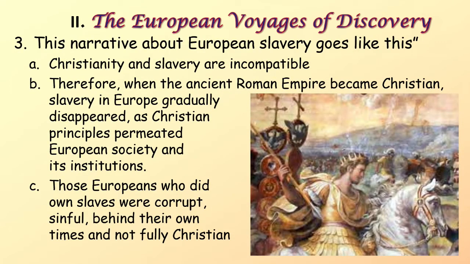This will sound familiar. This narrative about European slavery is, number one, Christianity and slavery are incompatible. And so therefore, when the ancient Roman Empire became Christian back in the 300s, slavery in Europe gradually disappeared as Christian principles permeated European society and its institutions. And those Europeans who did own slaves, well, they owned them because they were corrupt and sinful and behind their own times and not fully Christian.